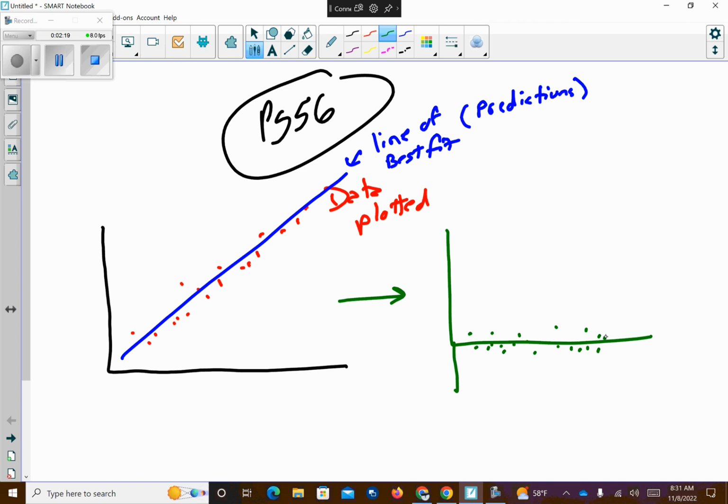So what was the green one called? What do we call that green graph? It's not a time plot. Residual. Good. Okay, so the residual graph comes from how far above or below our line of best fit our data fits. Okay? So it tells us two different things.